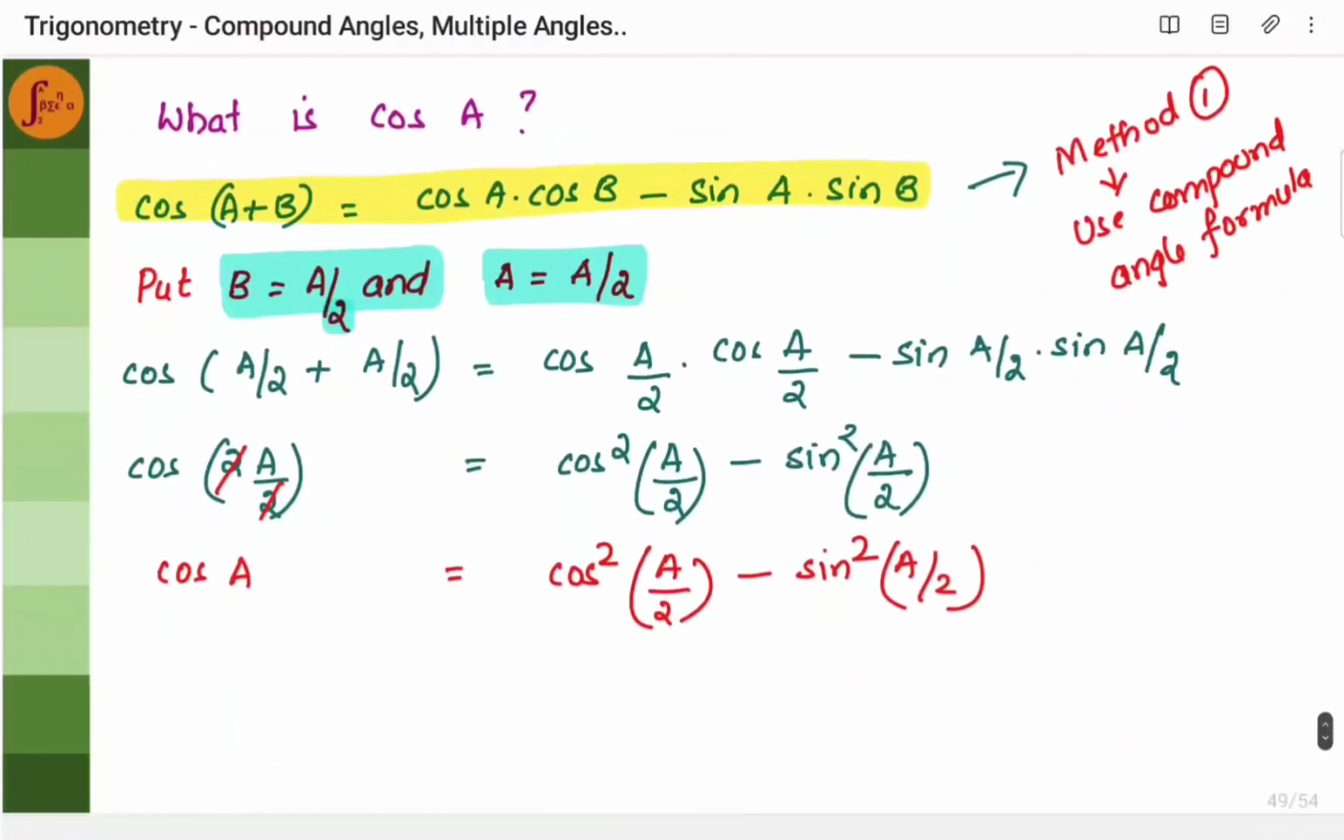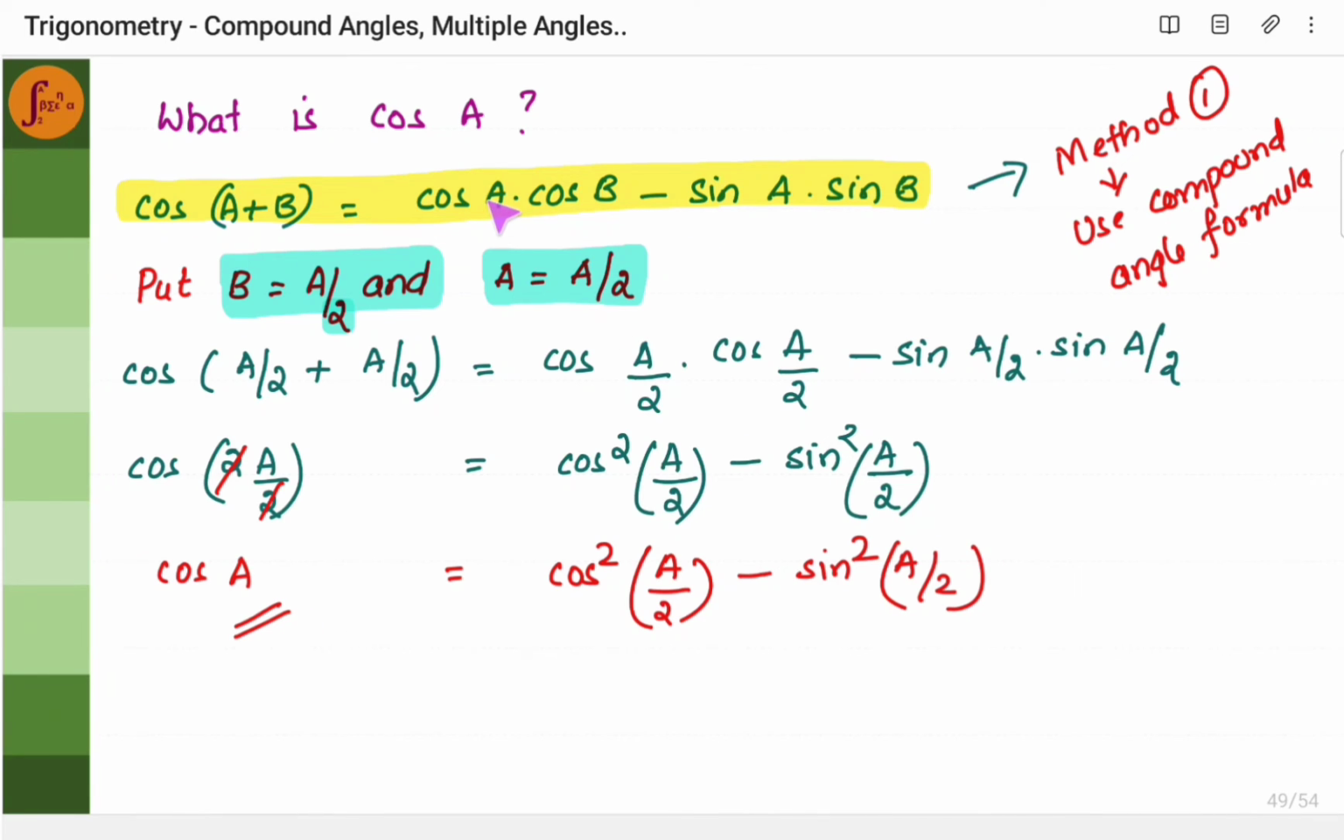Now we'll go to cos A. What is cos A? Again, let's go to method 1. Method 1 is using compound angle formula. What is compound angle formula for cos A plus B? Cos A plus B is cos A cos B minus sin A sin B. Now I will substitute A by 2 for B. I'll put B as A by 2 and A as A by 2. So put A by 2 plus A by 2, because A by 2 plus A by 2 is 2 into A by 2. 2 and 2 will get cancelled. We'll get cos A.